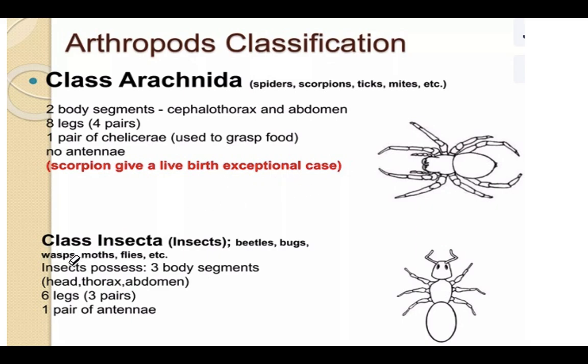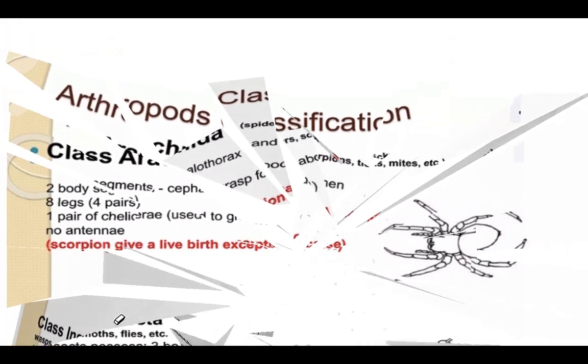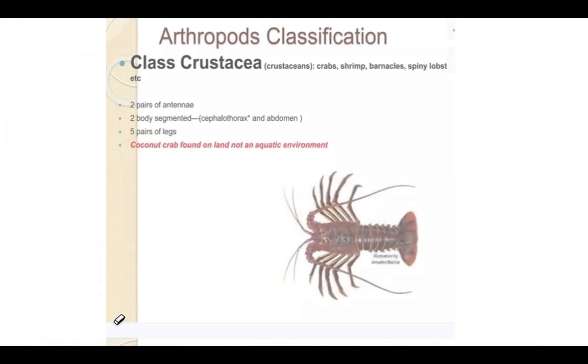So if we see class Insecta, it includes bees, beetles, wasps, and also moths, and then also we have flies, etc. The insect possesses three body segments: the head, thorax, and then the abdomen, and it has 6 legs. And then also one pair of antennas.